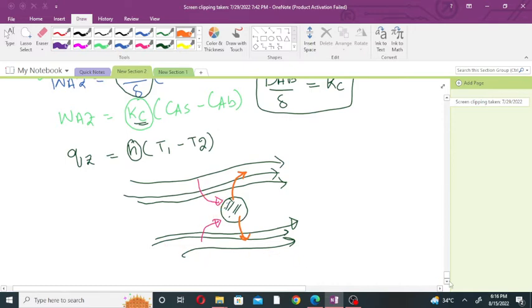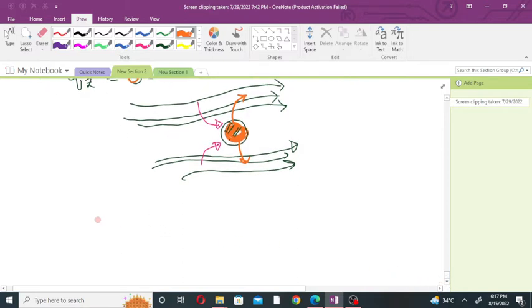Then how will we determine the heat transfer coefficient in that case? Suppose this is a fluid flowing around the spherical particle. The heat transfer coefficient will be determined by using a correlation: Nusselt number is equal to 2 plus 0.6 times Reynolds number to the power 1/2 times Prandtl number to the power 1/3.